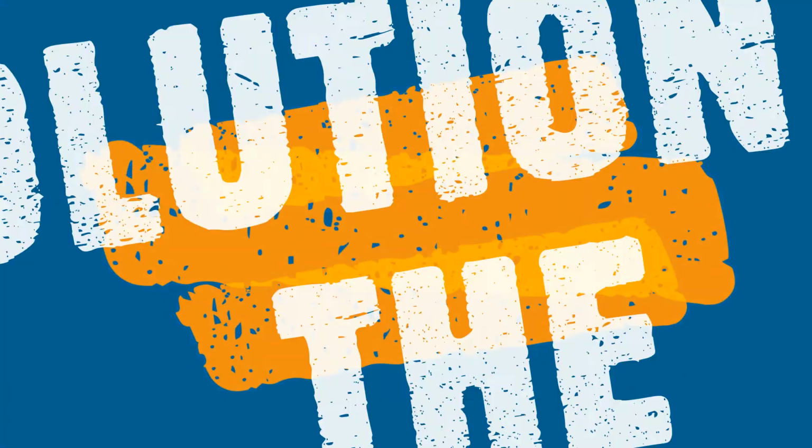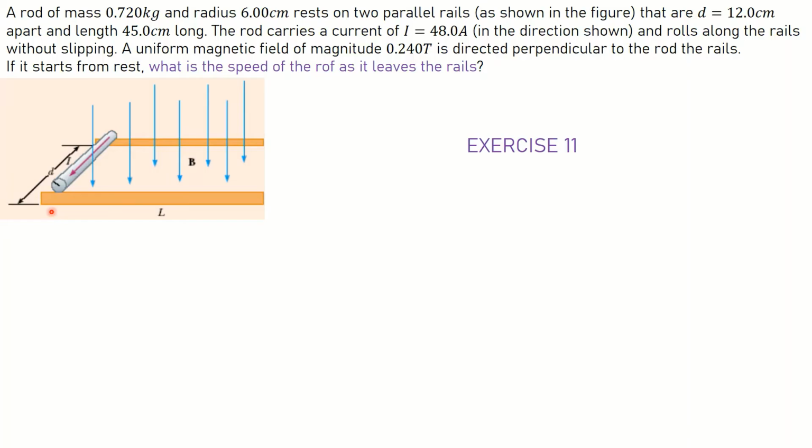Now, we know the distance that the rod is going to cover when it is leaving the rail. So if we can find the linear acceleration in this direction, then we can use a suitable equation of motion to find the speed of the rod when it leaves the rails, because we know its initial speed is 0 because it started from rest. So we are going to consider it moving in this direction.